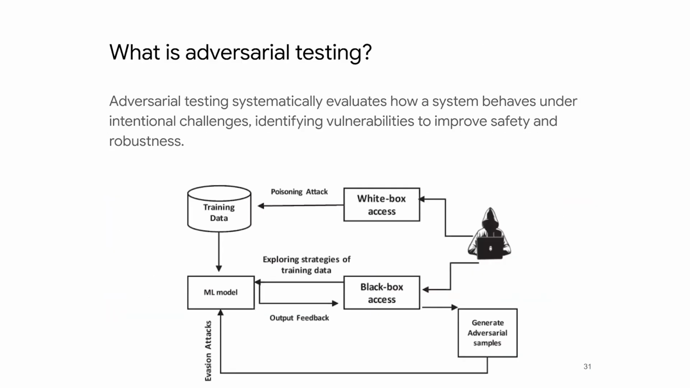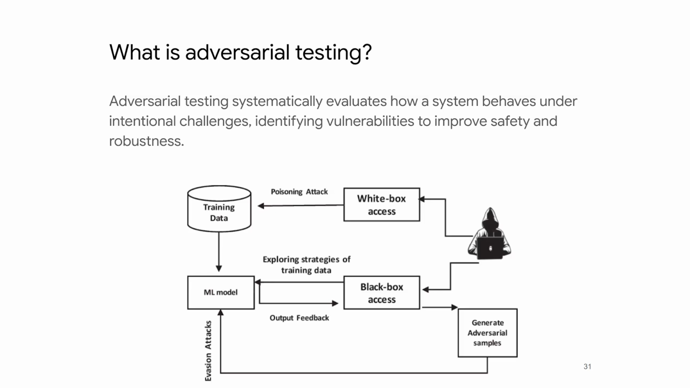So what is adversarial testing? Adversarial testing is a systematic evaluation of how the system behaves by intentionally giving it challenges. It's the way a bank would sit down and say, let's see if any hacker can hack our website or our system at the bank, and then identify vulnerabilities. That is how we would do adversarial testing in generative AI. That is the same thing we would do.